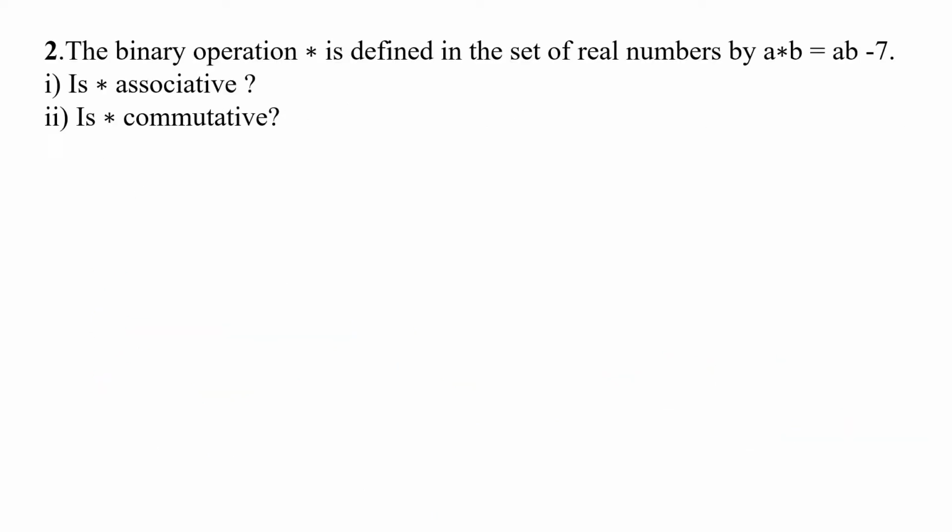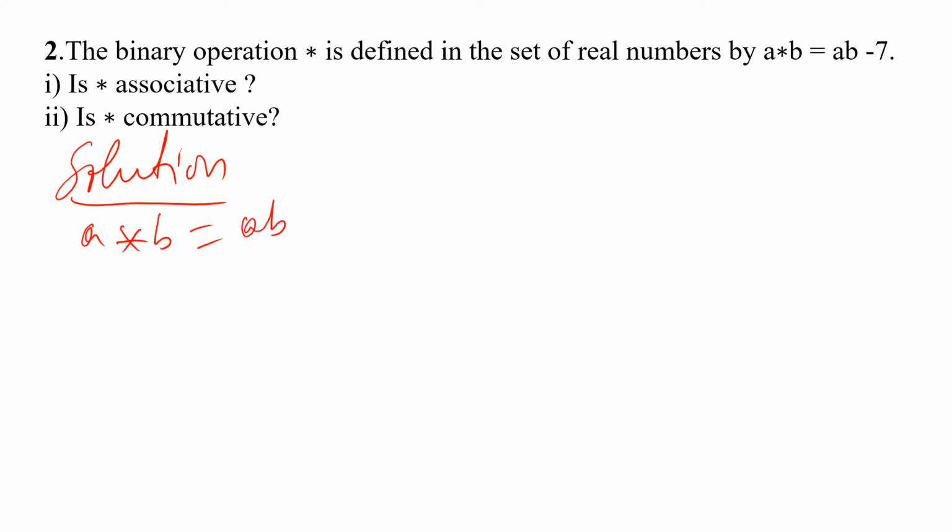Exercise number 2. The binary operation star is defined on the set of real numbers by a star b equals ab minus 7. Is star associative? Question 2. Is star commutative? Solution. The definition is a star b equals ab minus 7.